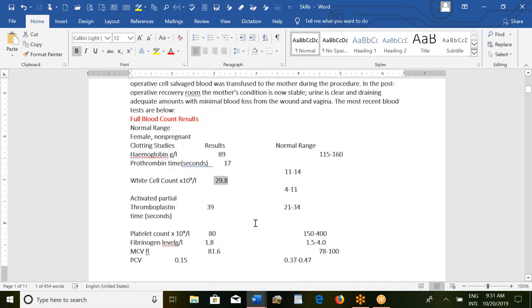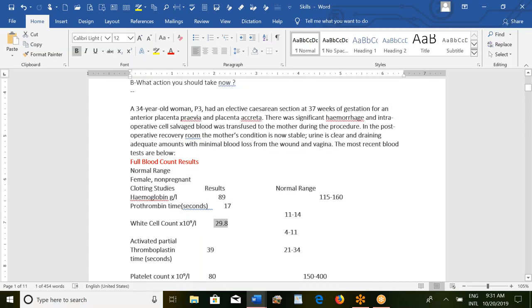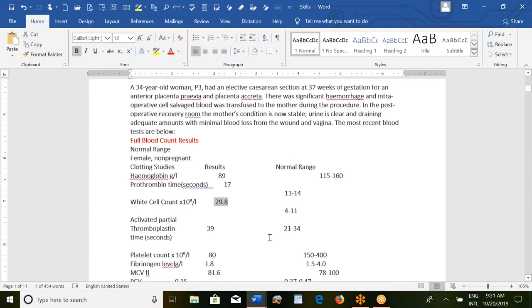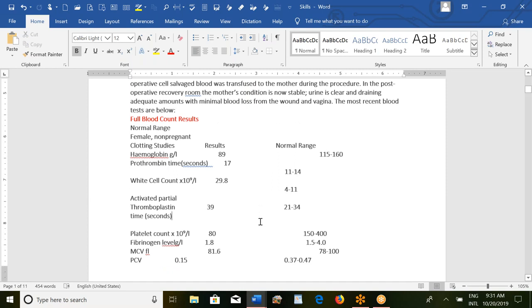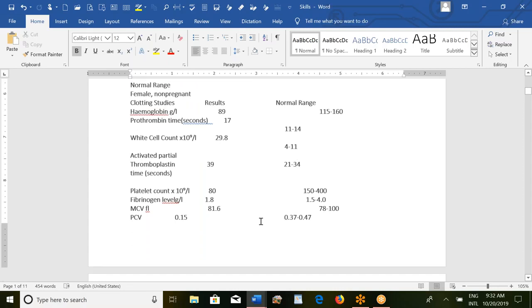So you think we need to give her anything? Urine is clear, draining equally, minimal blood loss, most recent blood test. We need to build up the hemoglobin, but it is not very low. It is on the lower side, maybe oral iron therapy. And I would like to know about her vital signs, temperature and pulse as well, to rule out infection, because the WBC counts are on the higher side. Her PT and APTT are raised, and she has a minimal trickling of blood, so the patient could have DIC.